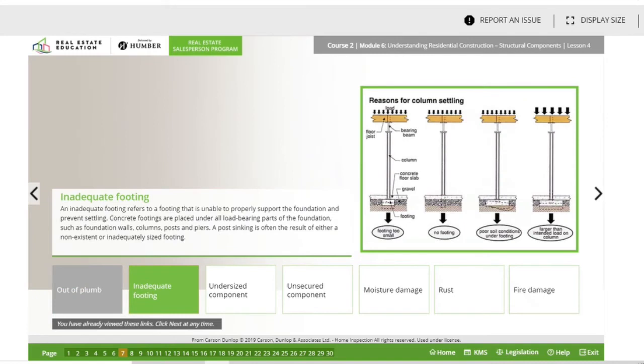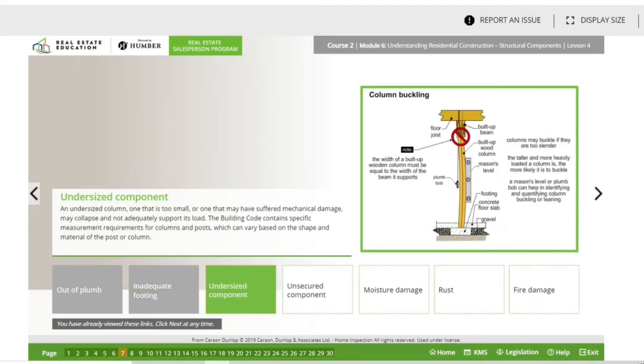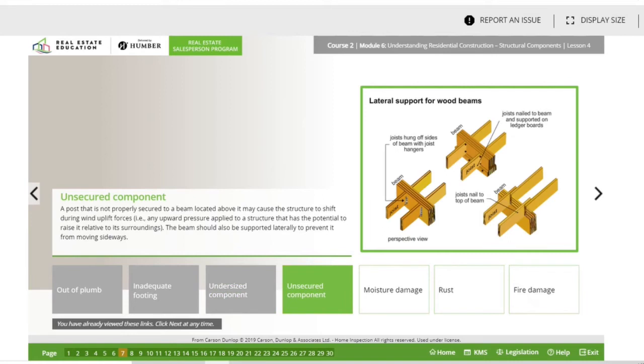Inadequate footing. An inadequate footing refers to a footing that is unable to properly support the foundation and prevents settling. Undersized components: one that is too small or one that may have suffered mechanical damage may collapse and not adequately support its weight. Unsecured components. A post that is not properly secured to a beam located above it may cause the structure to shift during wind uplift.